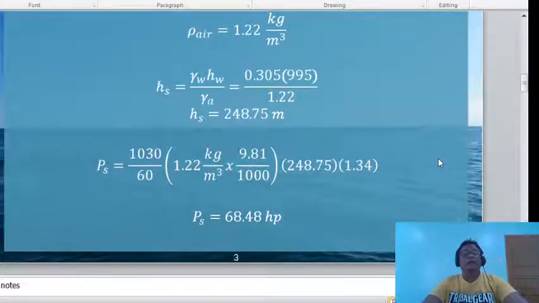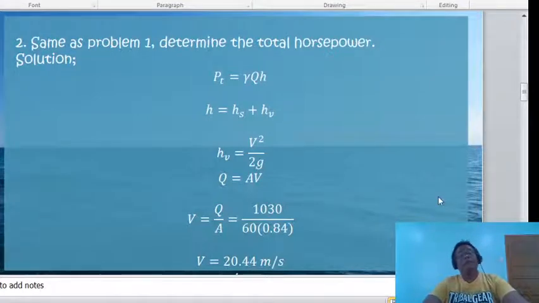Okay, so another one we have here. The same problem, but we are going to determine the total horsepower. Take note, class, for total horsepower, we are going to determine the total head, that is the summation of the static and the velocity head. Getting now the total head, that is Hs plus Hv. Hs is already given, so this is 248 point something. And then determining the velocity head, Hv, that is v squared over 2g.